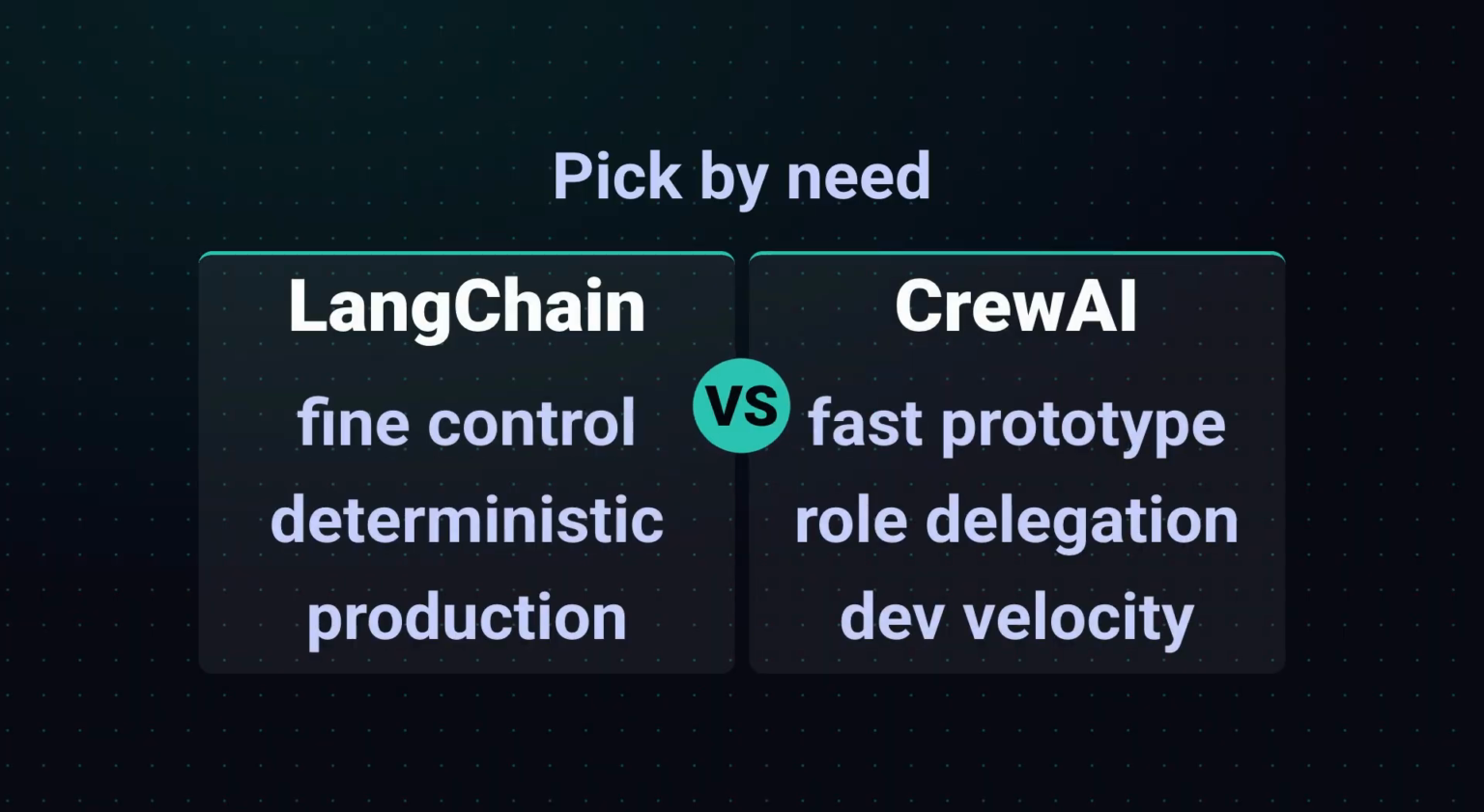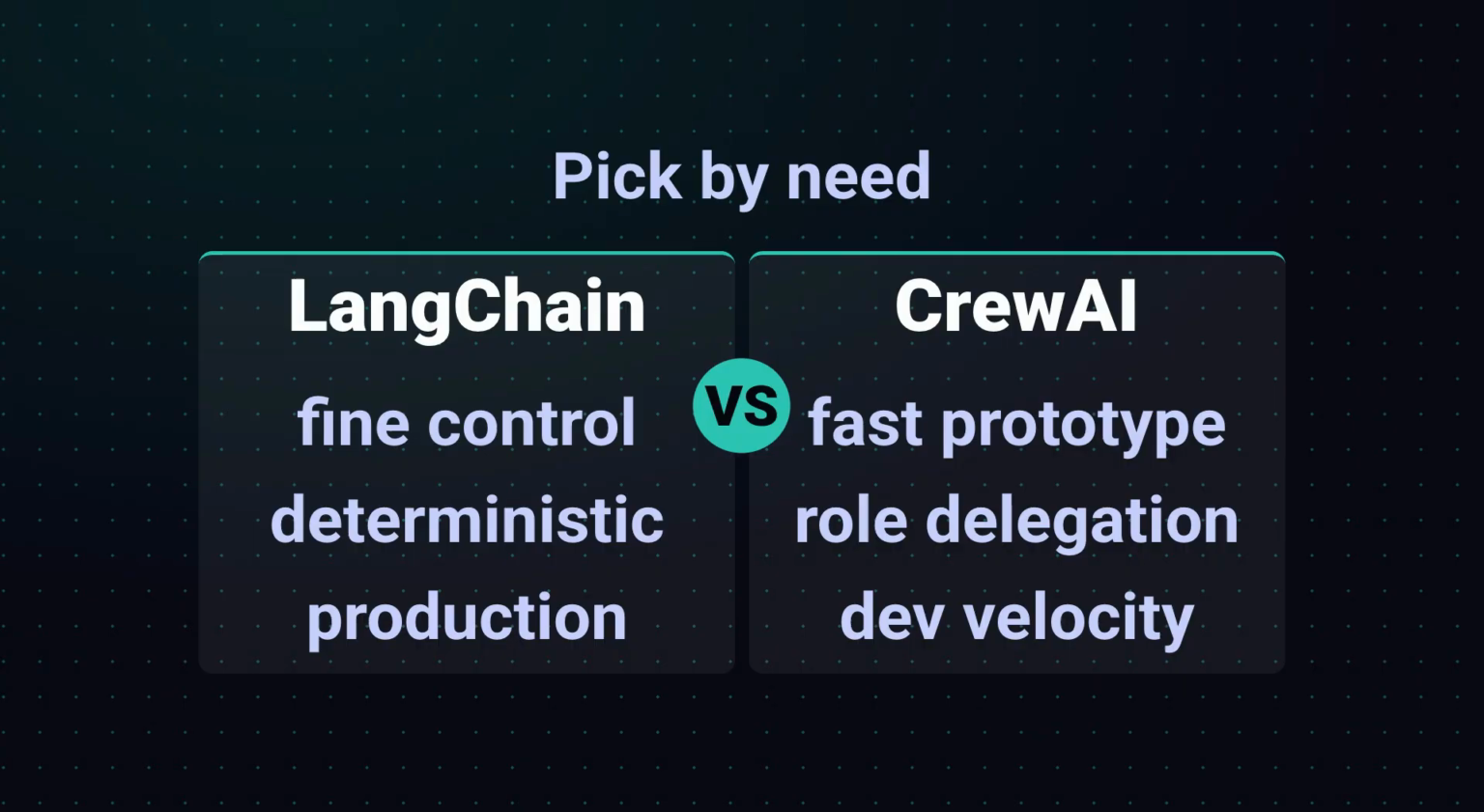Reach for LangChain, and especially LangGraph, when you need fine-grained control, deterministic flows, or production reliability where you must know exactly what happens at each step. It shines when the logic is intricate and you can't afford surprises. Reach for CrewAI when your problem naturally decomposes into collaborating specialists and you want to move fast, prototype an idea, or build something where role-based delegation is the whole point. It trades some control for a huge boost in developer velocity.